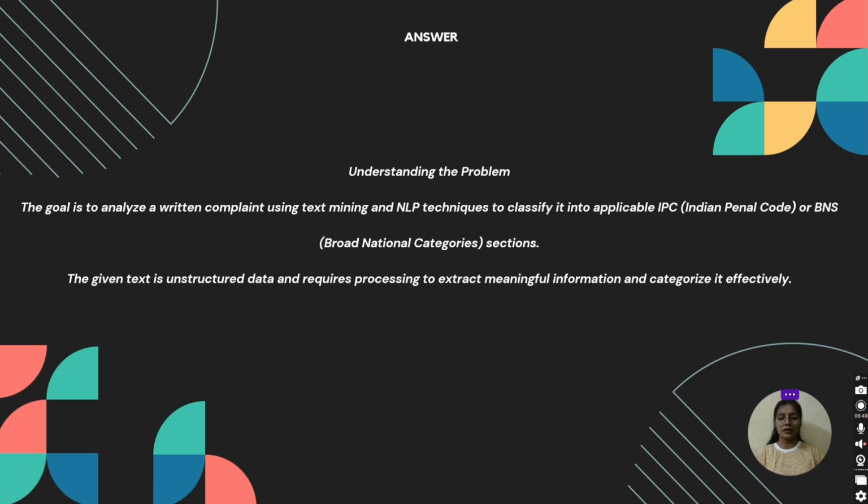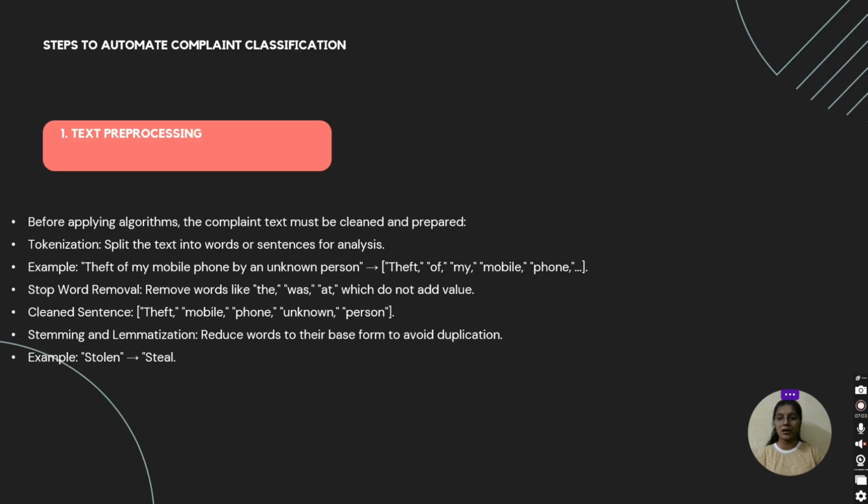The goal is to analyze a written complaint using text mining and NLP techniques to classify it into applicable IPC or BNS sections. The given text is unstructured data and requires processing to extract meaningful information and categorize it effectively. The first step involves text preprocessing. Before applying an algorithm, the complaint text must be cleaned and prepared.